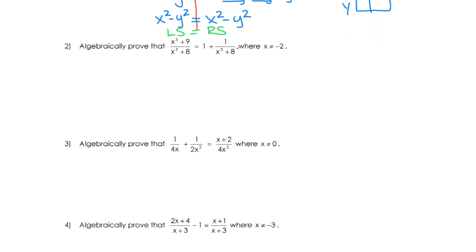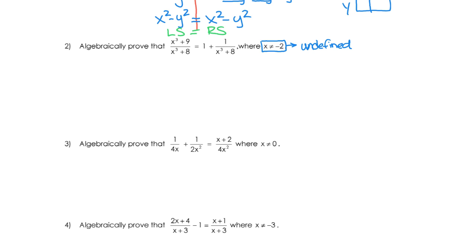Okay, so in number 2, it says algebraically prove that that fraction is equal to 1 plus that fraction, where x doesn't equal negative 2. They have to tell you that because if x did equal negative 2, and you don't really have to pay too much attention to this, it would make those fractions undefined. That's why they have to tell you that in order to make it a valid identity. But we don't really have to do anything with it.